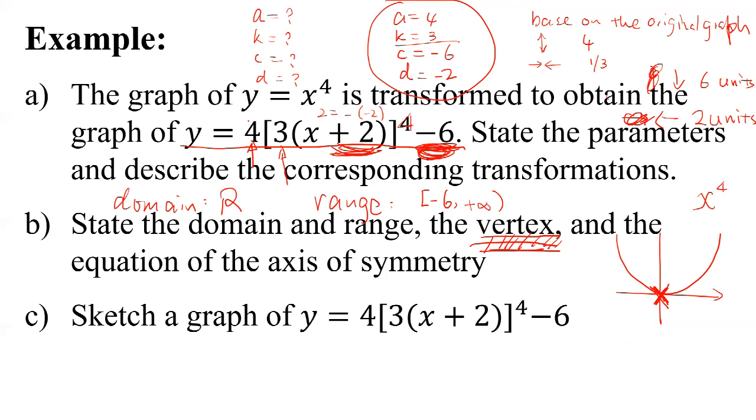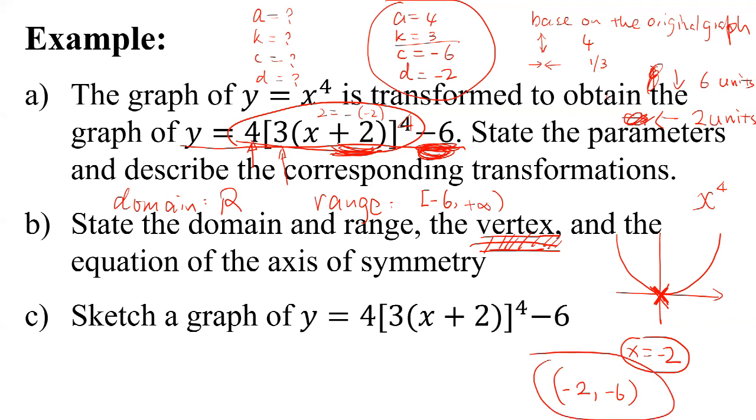So we have already known that for the new graph, the minimum point is when x equals -2, right? Which makes the first part become 0. So the vertex must be when x equals -2. So when x equals -2, y equals -6. So this is just the vertex of the new function, right?